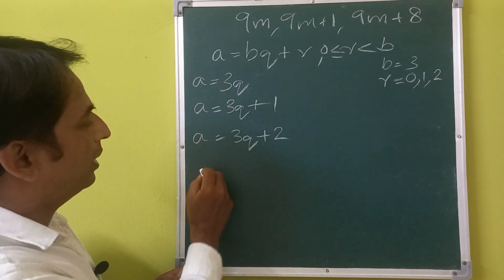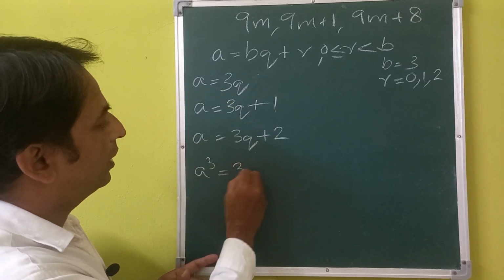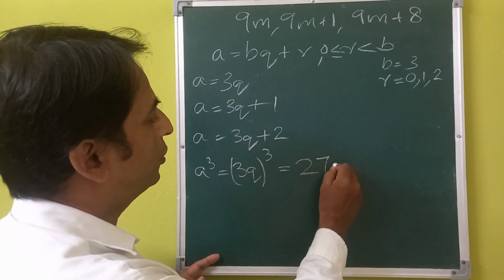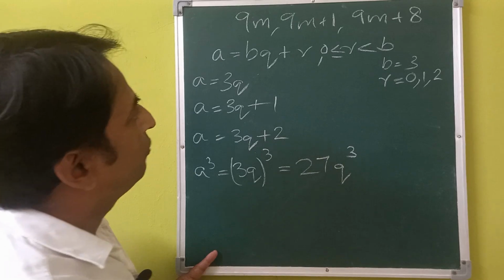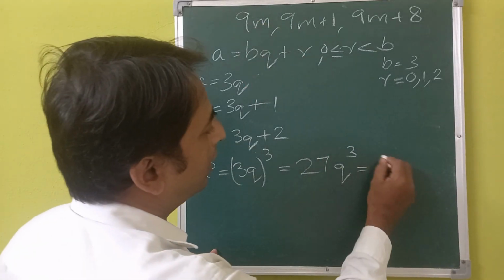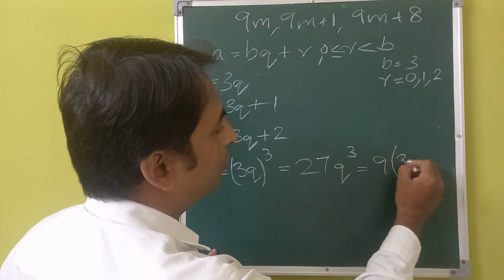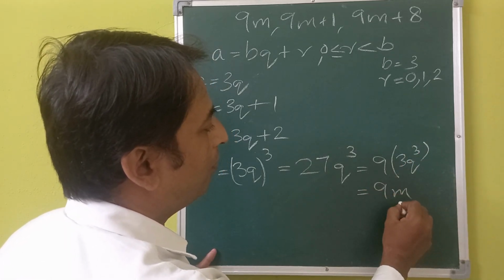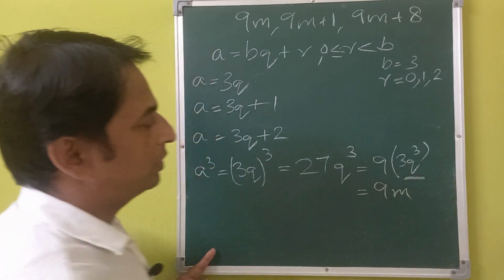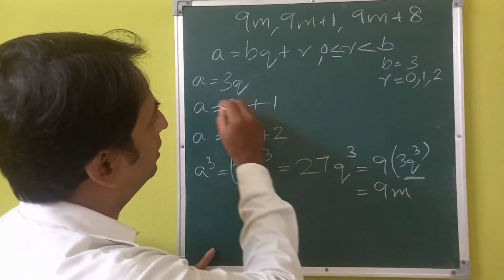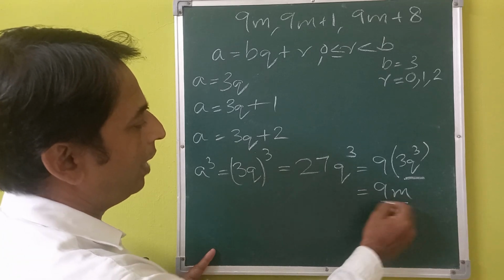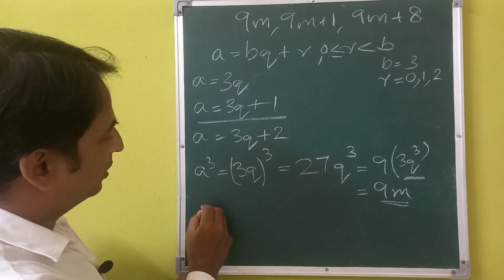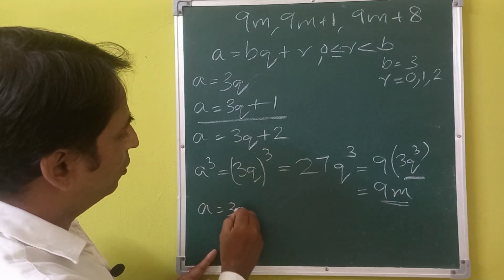So here a cube will be equal to 3q the whole cube, which will be equal to 27q cubed, which can be written as 9 times 3q cubed, which will be equal to 9m, where m is equal to 3q cubed. So we have expressed this in the form of 9m. We will take the next expression, which is a is equal to 3q plus 1.